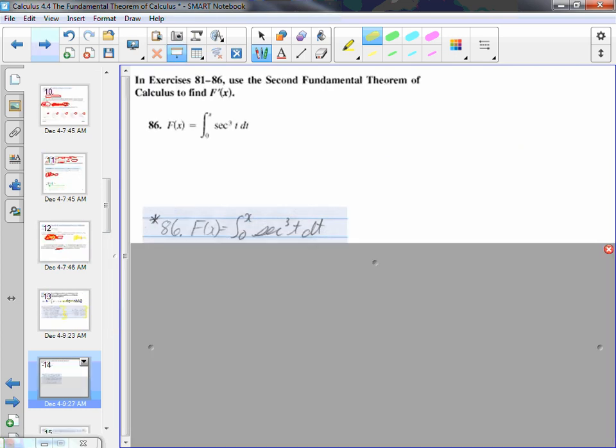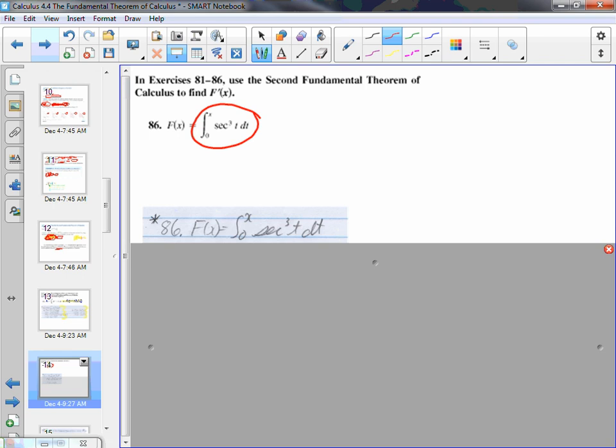Number 86. Use the second fundamental theorem of calculus to find capital F prime of x. Now, let me caution you about something here. We're going to get so used to seeing this and applying the second fundamental theorem of calculus that sometimes we forget what it is for. It's for finding the derivative of a function that's defined as an integral.